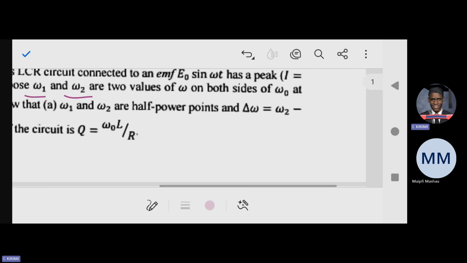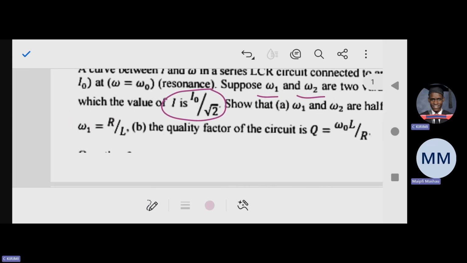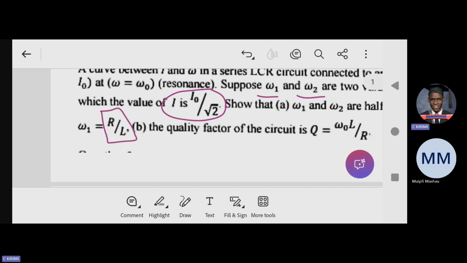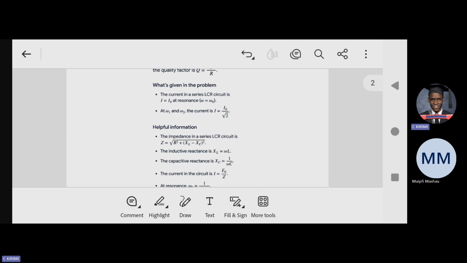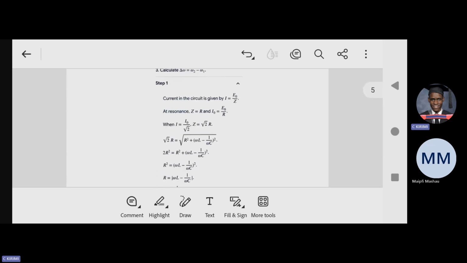When we are showing now for A, the change in W is W2 minus W1, which must give me a final answer of R over L. Can you see? So, which means, where are you going to start? With that one, we showed you where you are going to start.